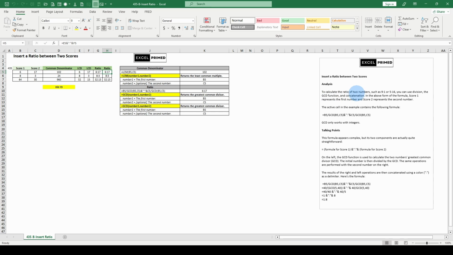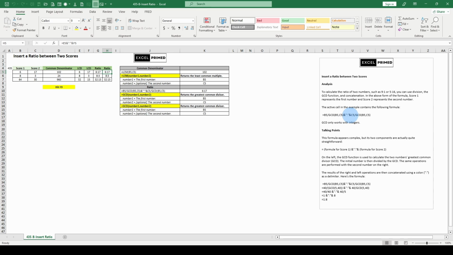To calculate the ratio of two numbers, such as 9-to-1 or 5-to-16, you can use division, the GCD function, and concatenation. In the left-hand formula, score 1 represents the first number and score 2 represents the second number. The active cell in the example contains the following formula: B5 divided by GCD B5, C5. Concatenate, an ampersand of concatenate.